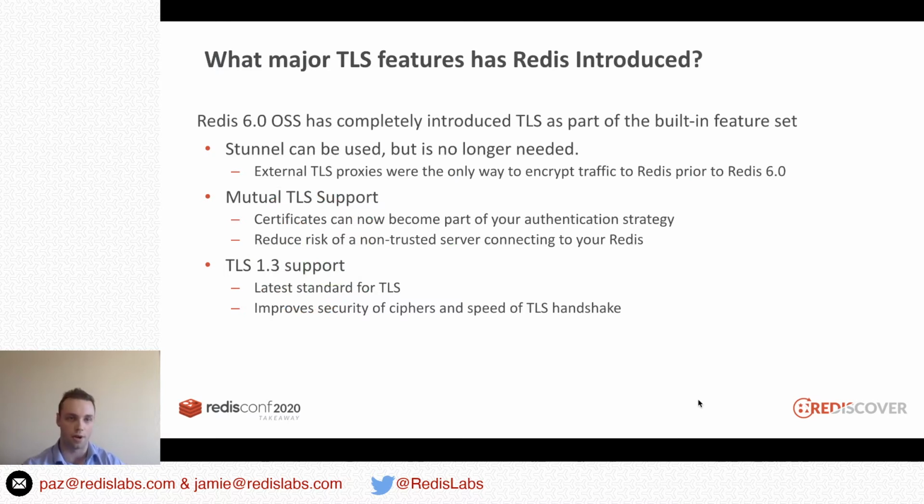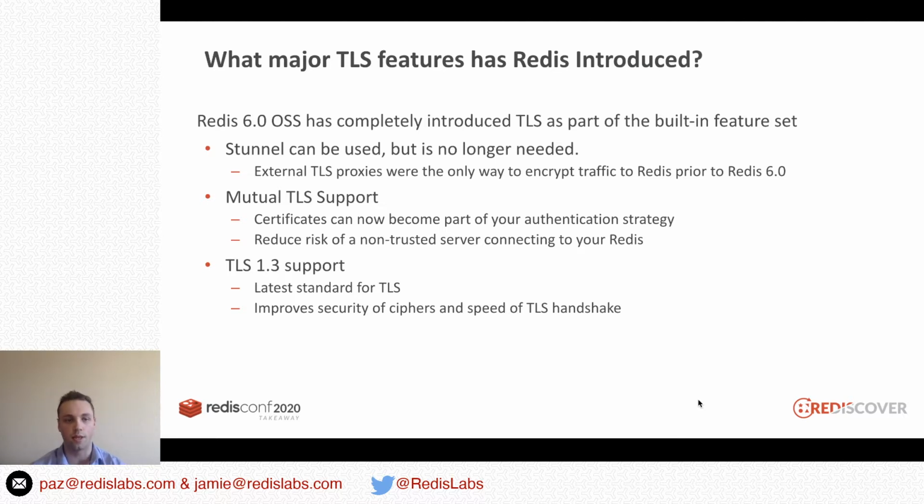Now, what is Redis's implementation of TLS? Before, you always had to use stunnel. stunnel was an external proxy that had to be configured in order to use TLS with Redis. Now, Redis comes with TLS out of the box. Redis also comes with mutual TLS support. What that means is that certificates now become part of your authentication strategy. You reduce the risk of a non-trusted server connecting to Redis because you know that in order to connect to Redis, you have to have a specific certificate.